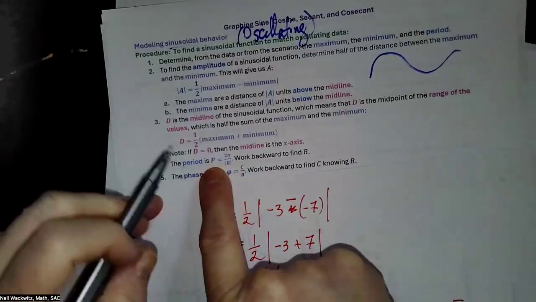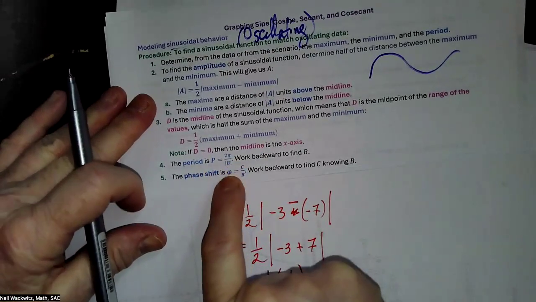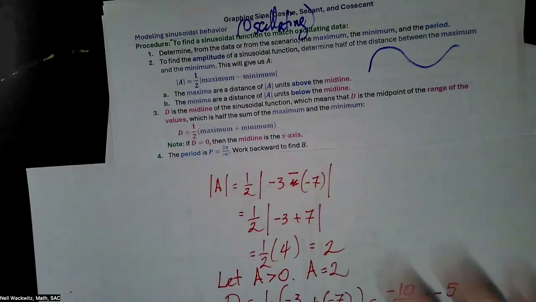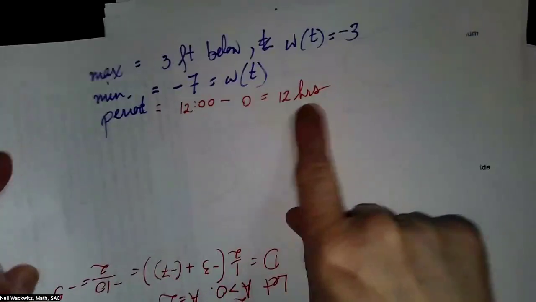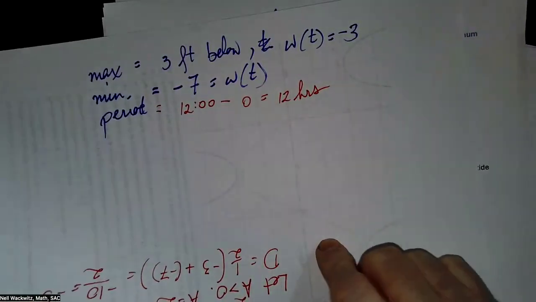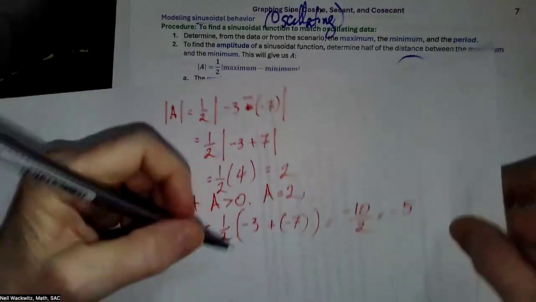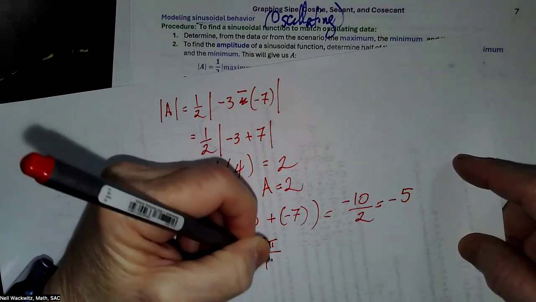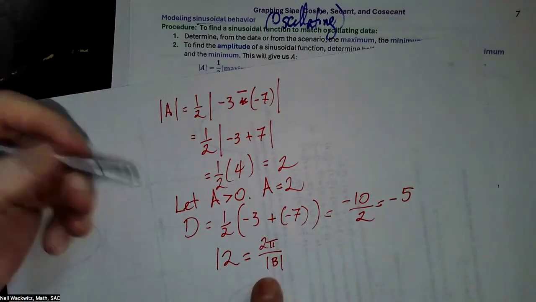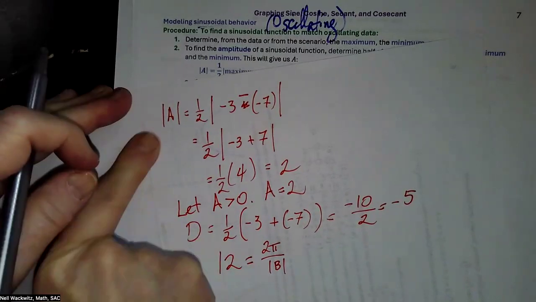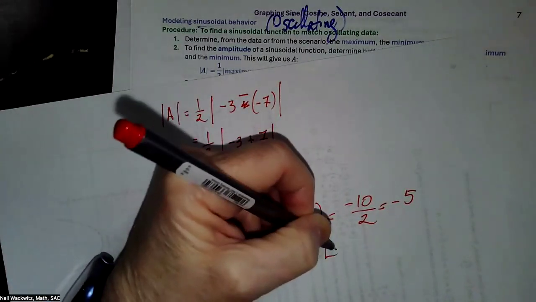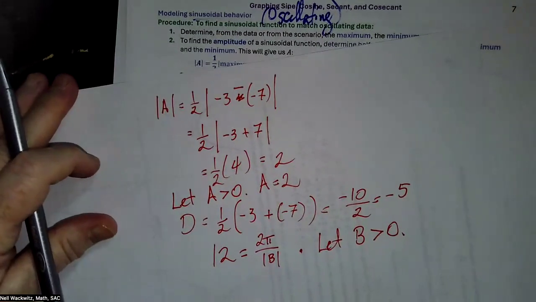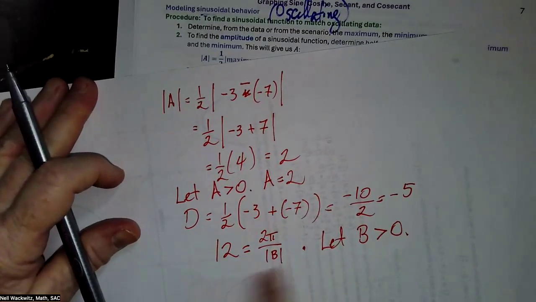And now we're going to use P equals 2 pi over B to find B because we already found the period itself. We know the period is 12 hours. So we have 12 equals 2 pi over B. And I'm going to do the same thing with B that we did with A. I'm going to say, let B be positive. Now what can I do with this formula?